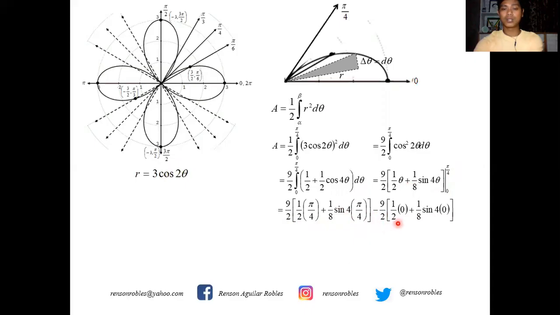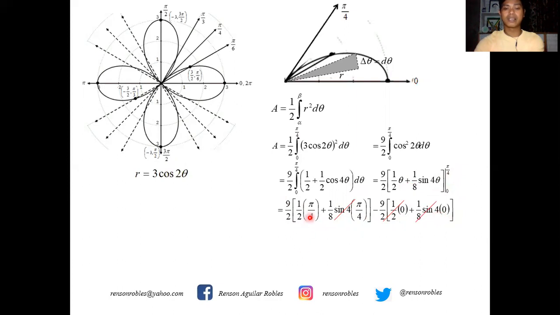So you have minus 9/2 times 1/2 theta, that's 0, plus 1/8 sine 4 theta, and replace it by 0. You will notice that sine 4 times pi over 4 is sine pi, and sine pi is 0. Then 1/2 times 0 is 0. And sine 4 times 0 is sine 0, which is also equal to 0.